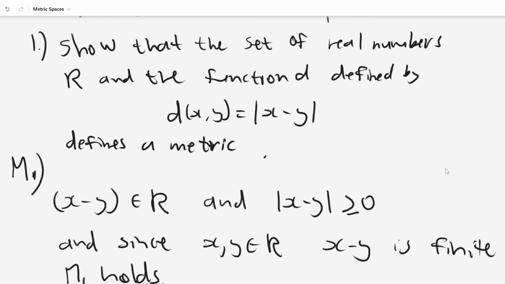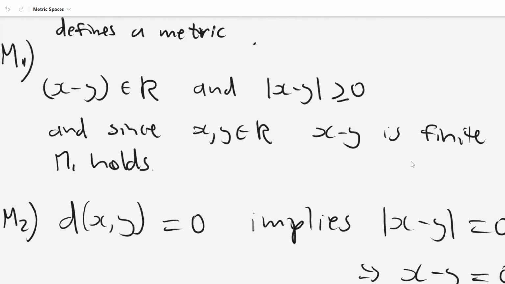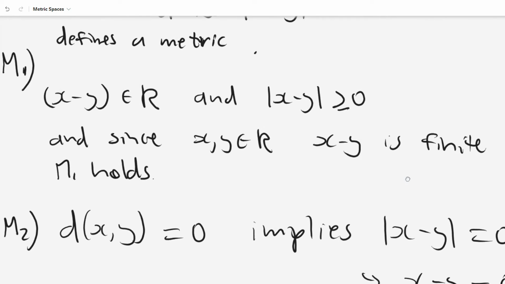It says, show that the set of real numbers R and the function D defined by the absolute value of the difference between x and y, so we must take the absolute value of that, defines a metric space. So let's see. M1.